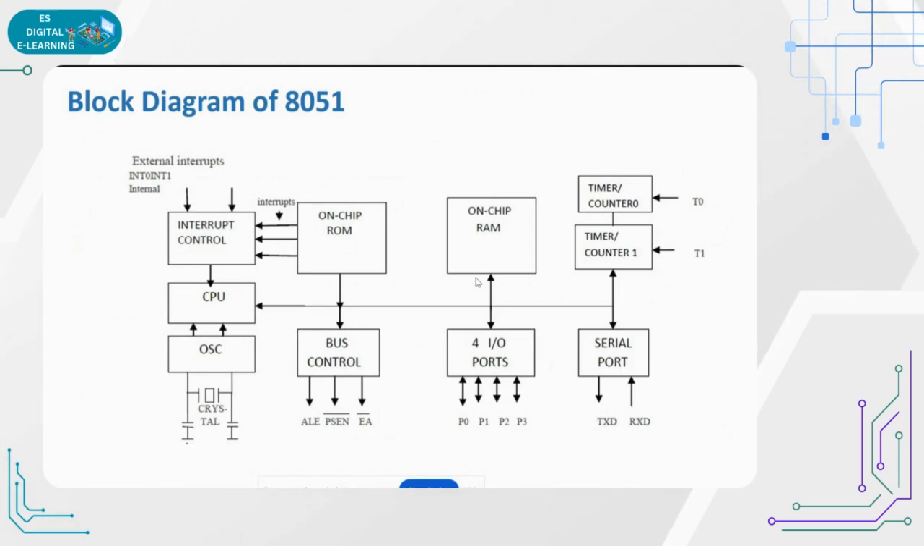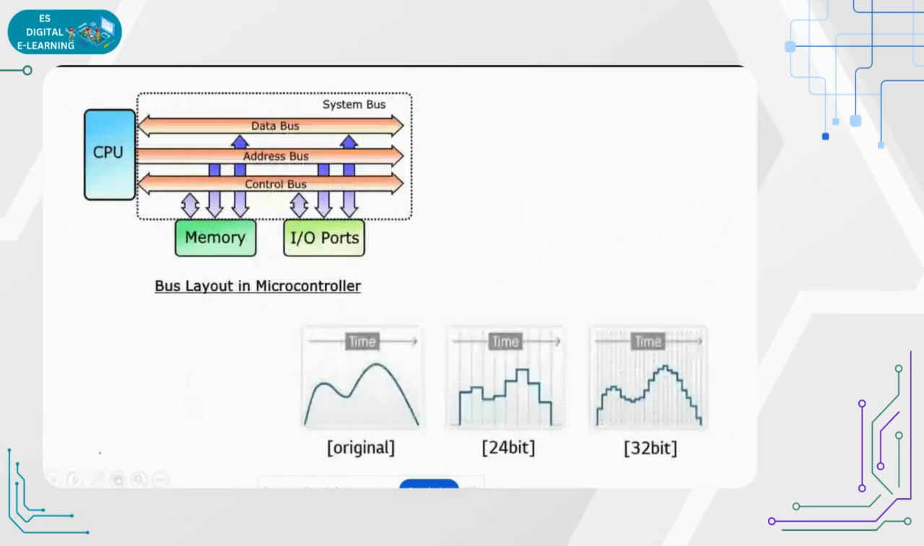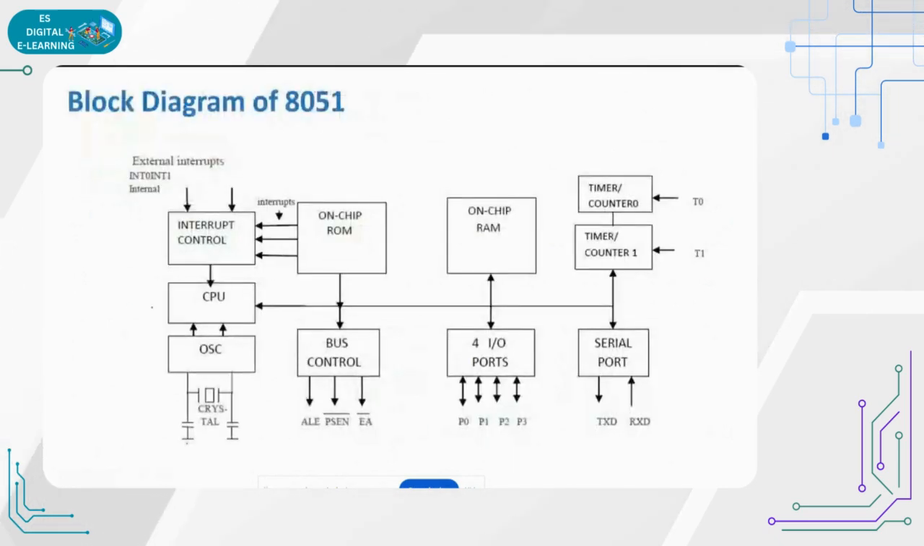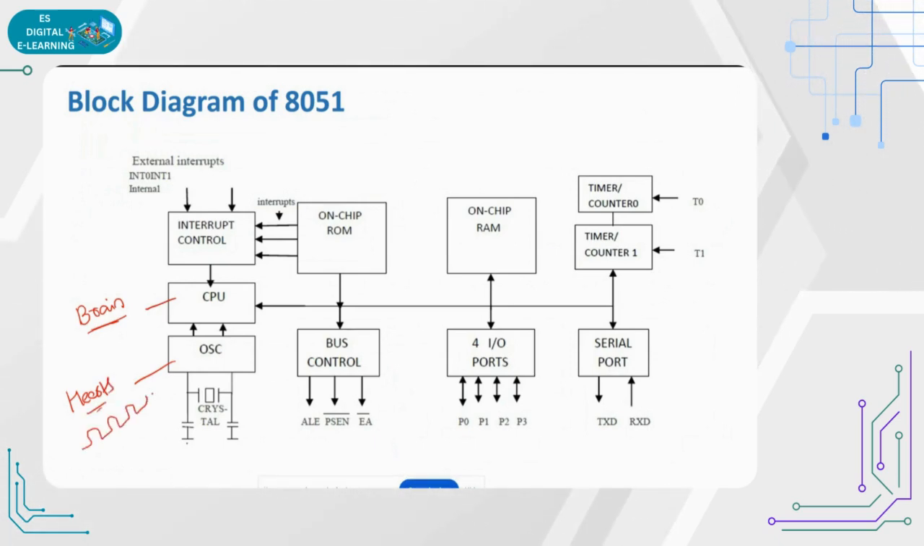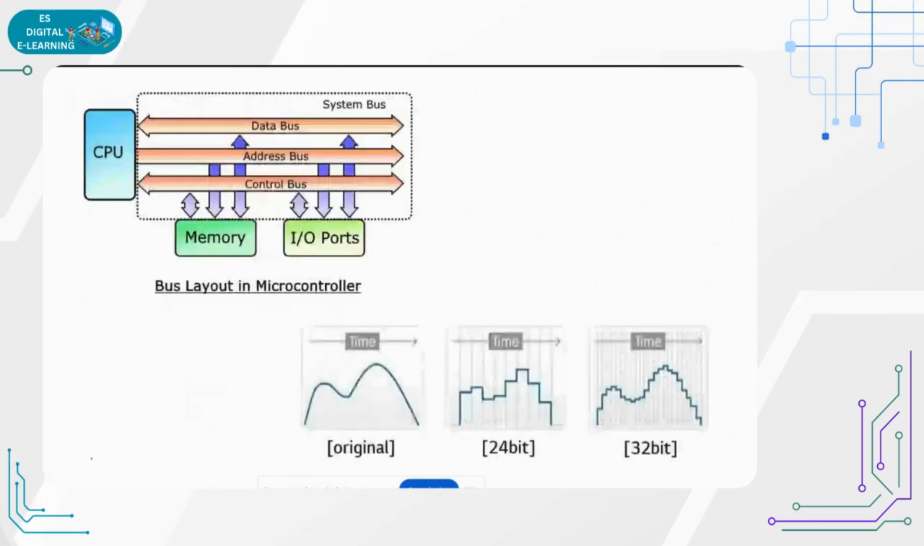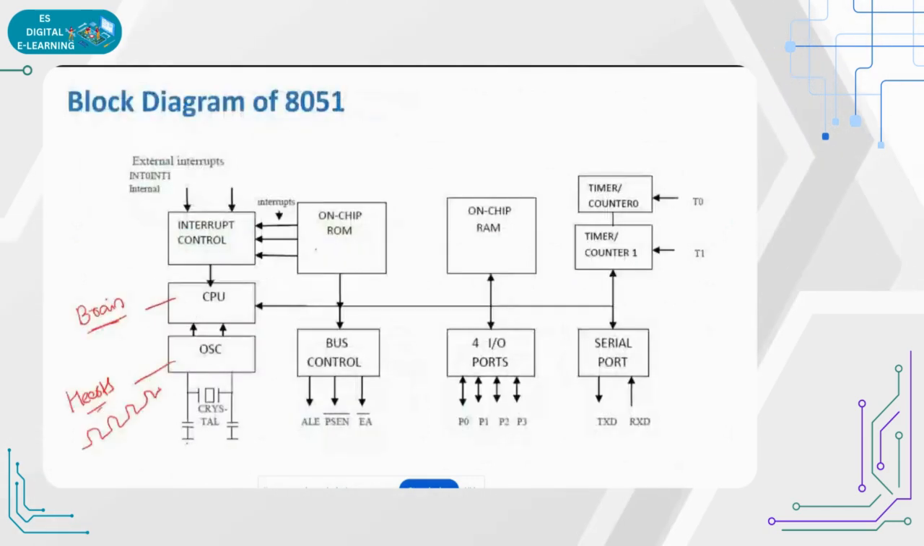In interviews they may ask you, can you draw the block diagram of a microcontroller? This is very important, you should have it. So the first phase is the CPU. CPU is the brain. In our human body, it will be the brain, and the oscillator is the heart. The heart is where a continuous pulse will be generated.